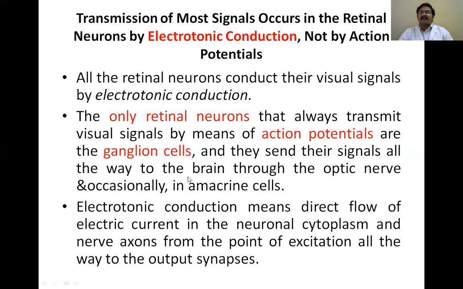They send their signals all the way to the brain through the optic nerve, occasionally even in the amacrine cells also. Electrotonic conduction means direct flow of electrical current in the neuronal cytoplasm and the neuronal axon from the point of excitation all the way to the output synapse. What is electrotonic conduction? It is the direct flow of electrical current in the neuronal cytoplasm and neuronal axons from the point of excitation to the output of the synapses. This is electrotonic conduction.